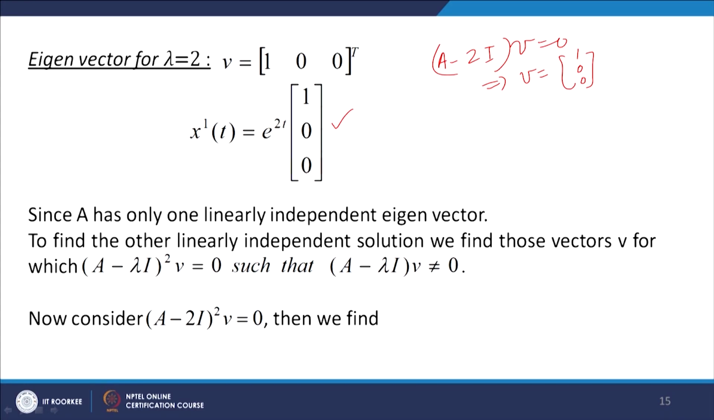Since A has only one linearly independent eigenvector, we get one solution. To find the other linearly independent solutions, we find those vectors B for which (A minus lambda I) whole square B equals 0, such that (A minus lambda I) B is not equal to 0, where lambda is equal to 2 here. So, now consider (A minus 2I) whole square B equal to 0.